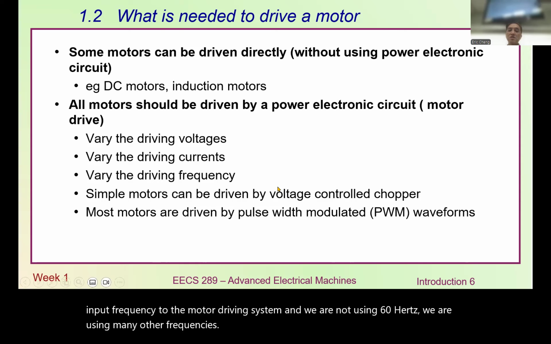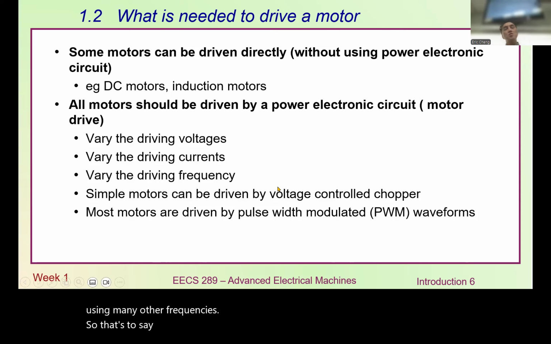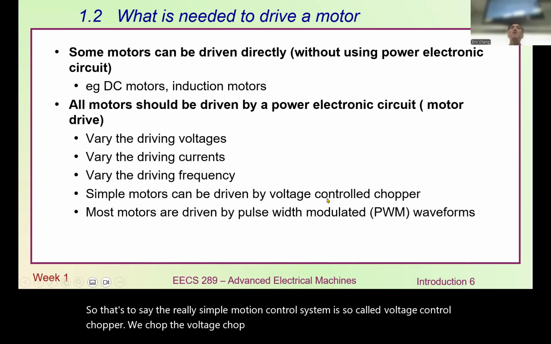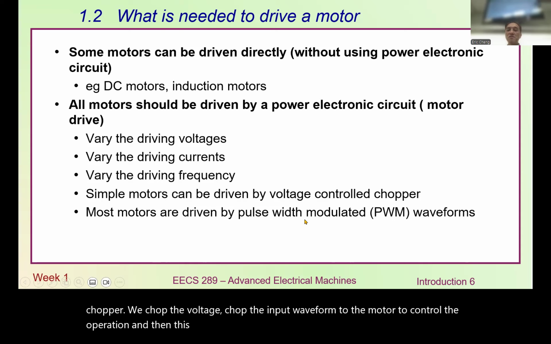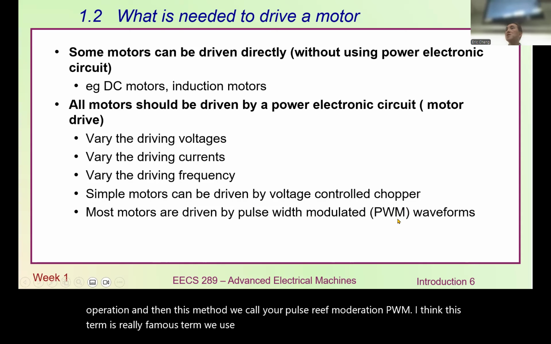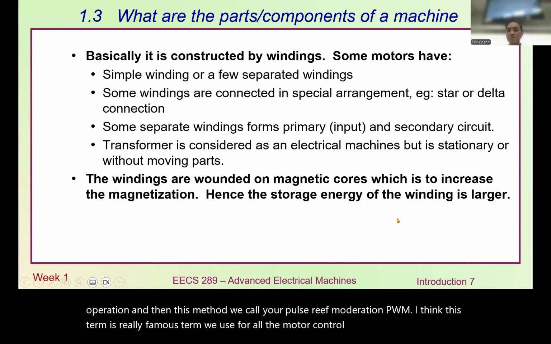So the really simple motion control system is the so-called voltage control chopper. We chop the voltage, chop the input waveform to the motor, to control the operation. This method we call pulse width modulation, PWM. I think this is a really famous term we use for all motor control systems.